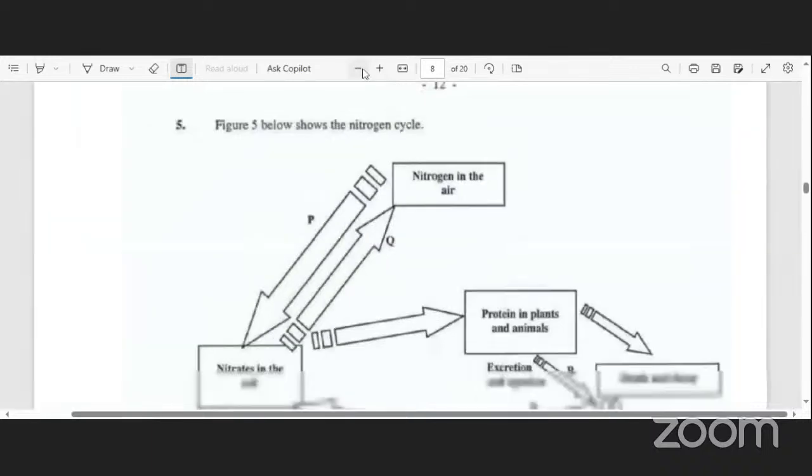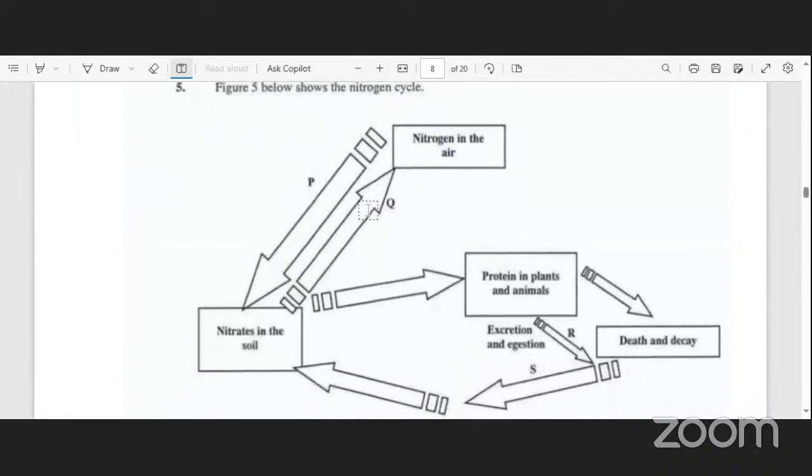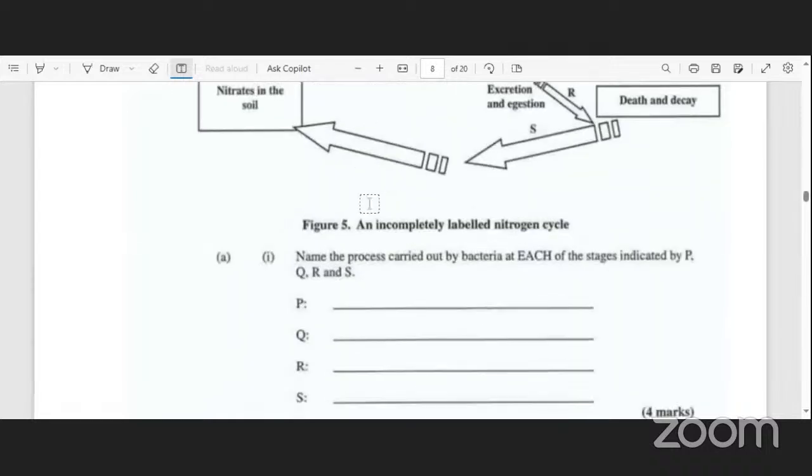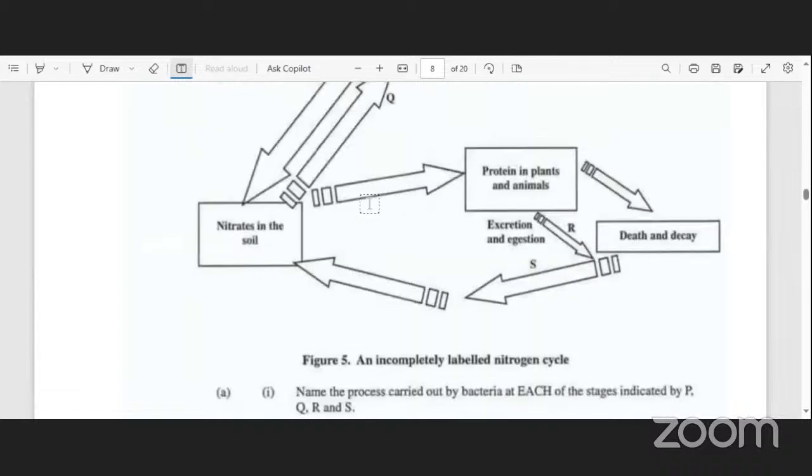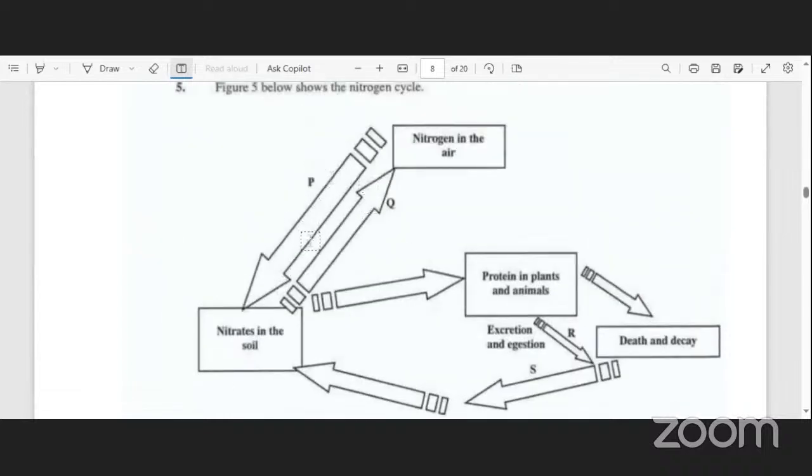Okay, now we're moving over to the nitrogen cycle. All right, so let's look at the nitrogen cycle. The question: name the process carried out by the bacteria at each of the stages indicated by P, Q, R, and S. So what kind of process is taking place at P?